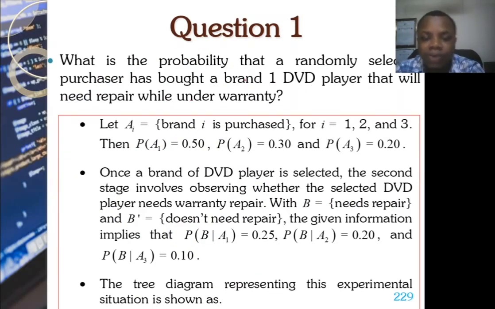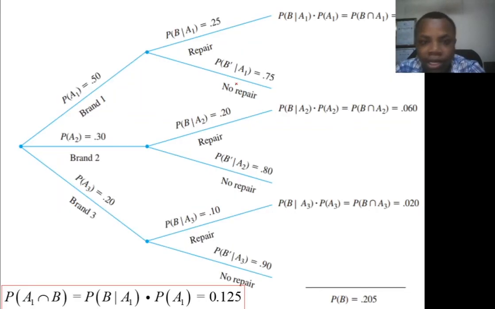So in this case, we are looking at brand 1 needing a warranty. Looking at the tree diagram that we have here, we are just going to follow this pattern for brand 1 and it is going to need a warranty. All that we have to do is multiply our probability of A1 by this probability that we have here. And this is just going to give us what?